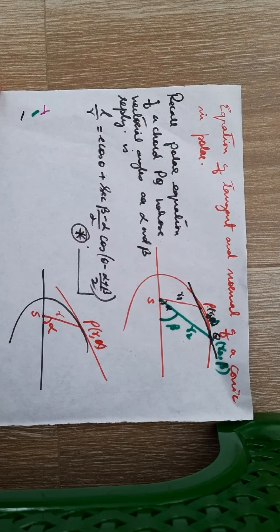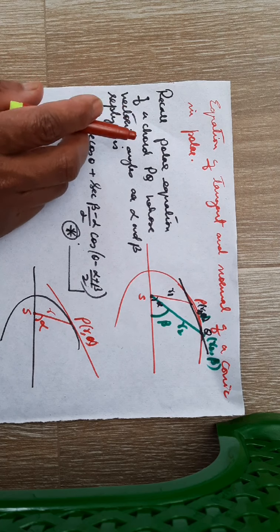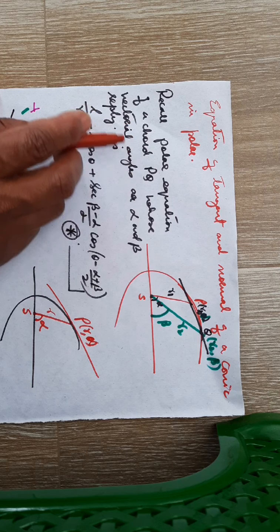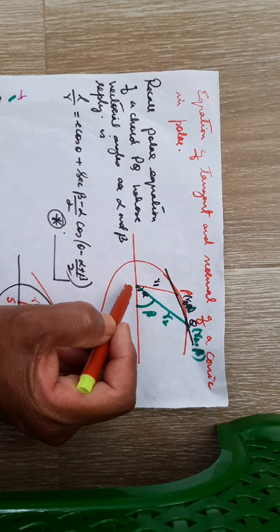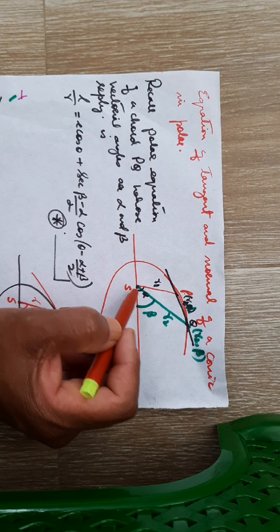Hello student, today I am going to derive the polar equation of tangent and normals of a conic. Before that, let me just recall the polar equation of a chord PQ whose vectorial angles are alpha and beta respectively. That means if I take S to be the focus, we consider it as a pole.